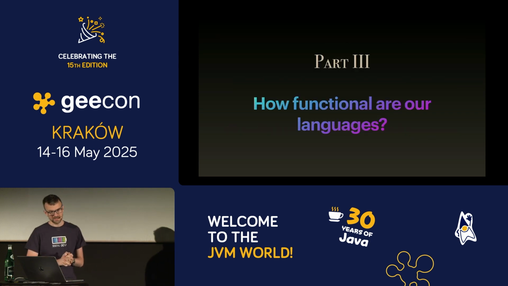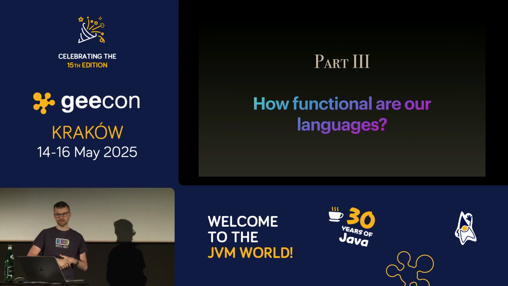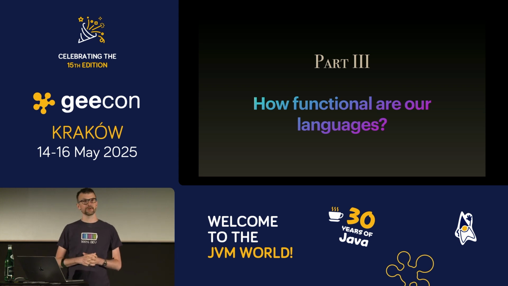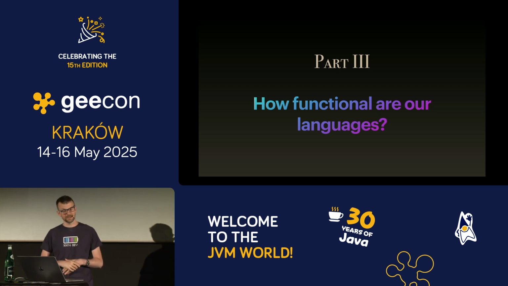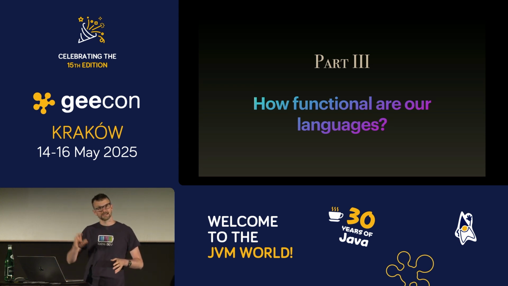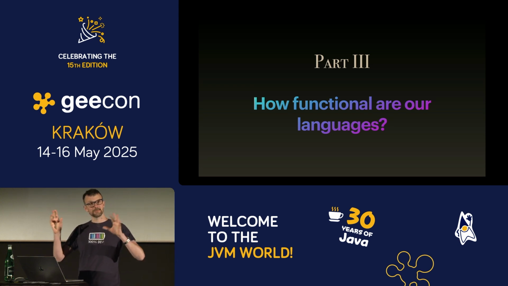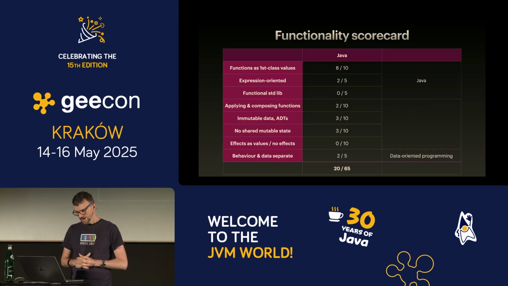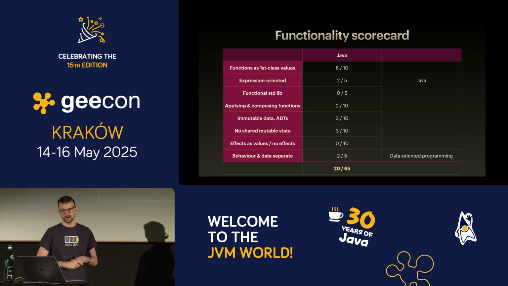So yeah, so now let's take a look at how functional the languages that we use actually might be. So I've prepared kind of a scorecard. You might, of course, disagree with it. You might tweak it. It's online somewhere, so there's a spreadsheet. You can make your own scorecard if you think I'm wrong somewhere. Yeah, so let's actually start with Java, right?